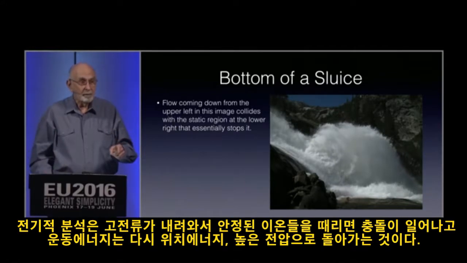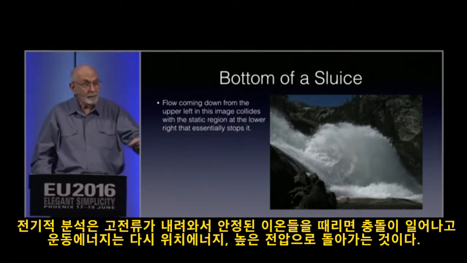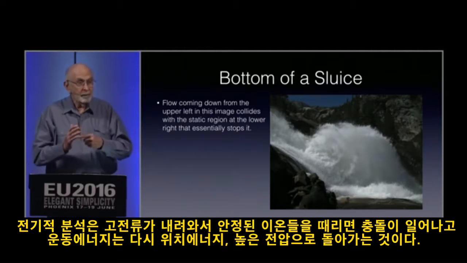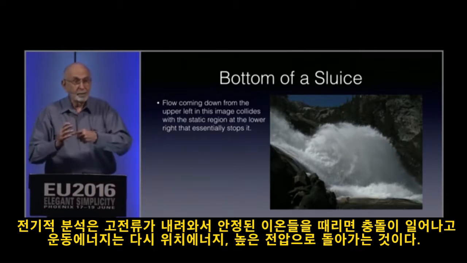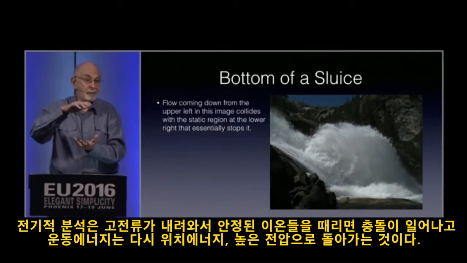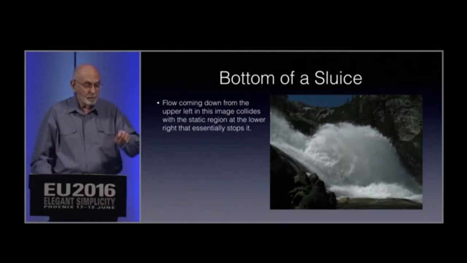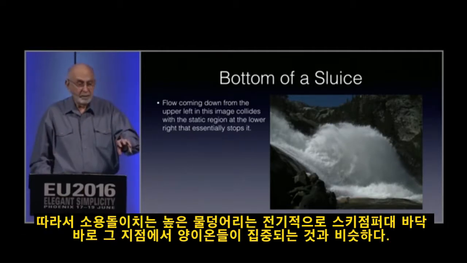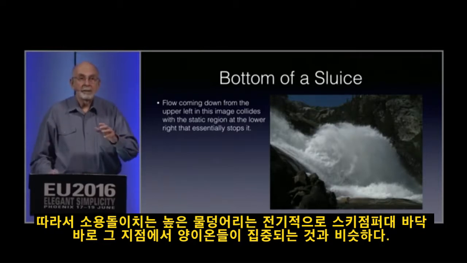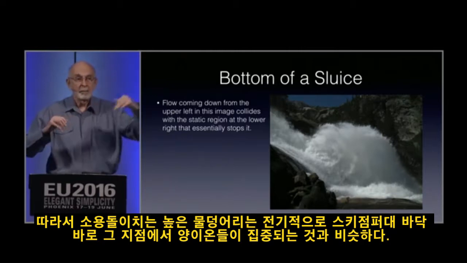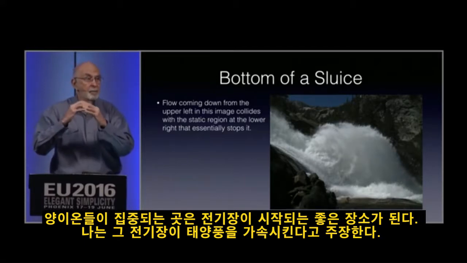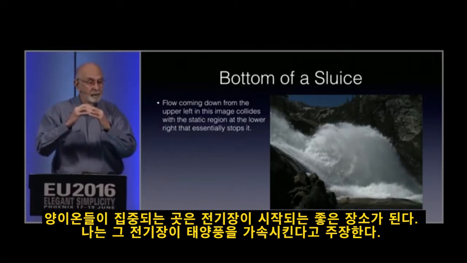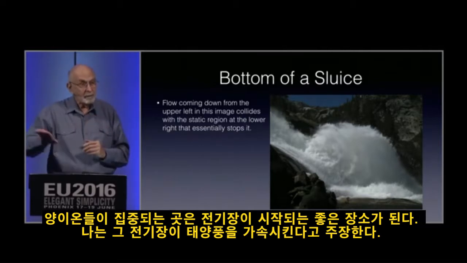The electrical analogy, of course, is that you've got a high current coming down, hitting a place where there are static ions, and there's a collision, and the kinetic energy is turned back into potential energy, higher voltage. And so what you get, the electrical analogy of that turbulent high bunch of water, is a concentration of positive ions right at the bottom of the ski jump. A concentration of positive ions is a good place for an E field to begin. And that E field, I claim, is what accelerates the solar wind.